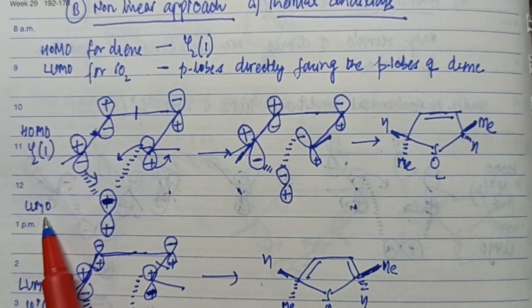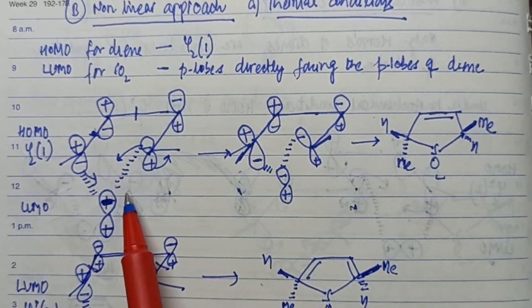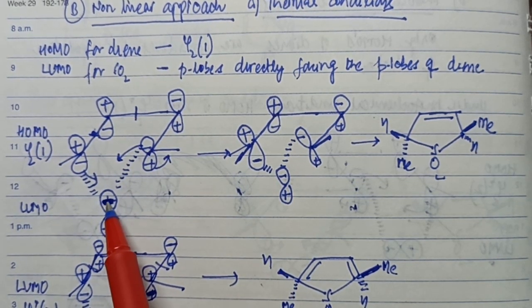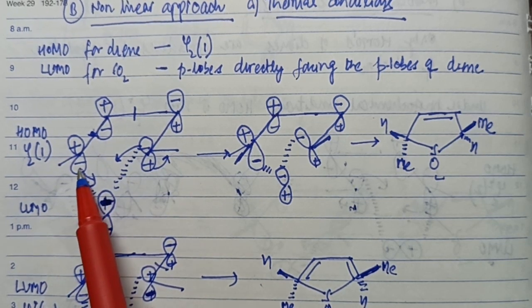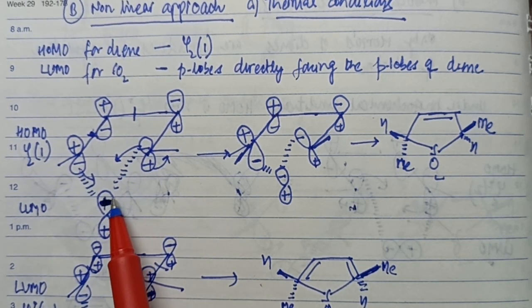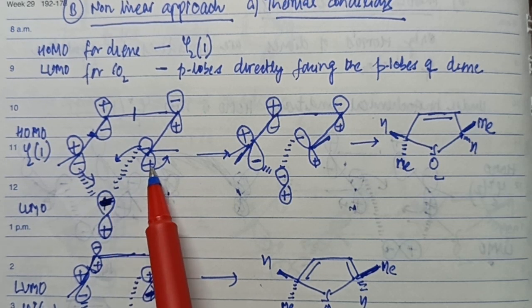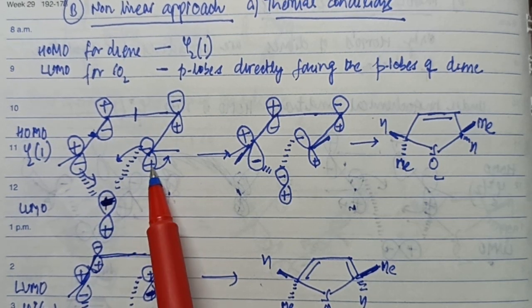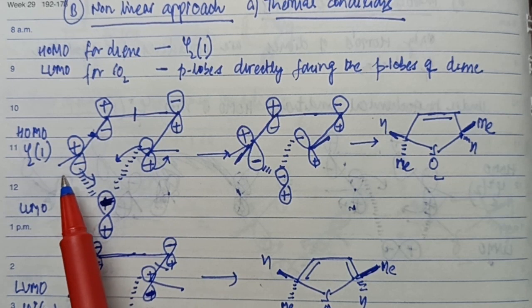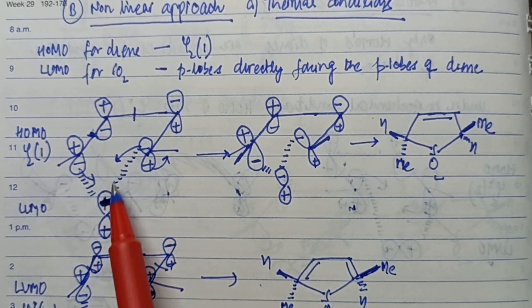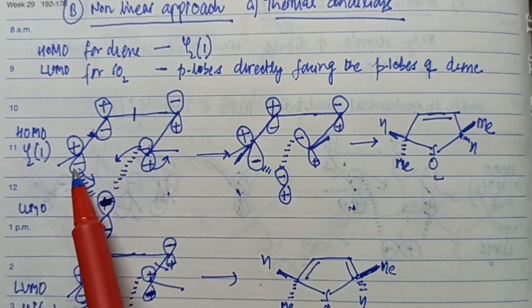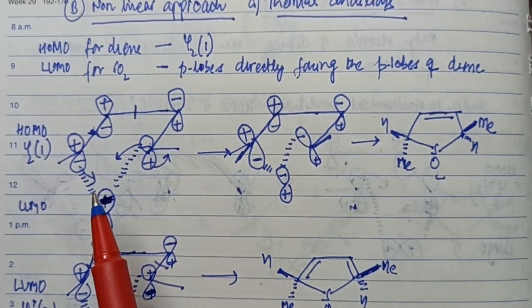If I have to draw the LUMO in the case of the non-linear approach, the LUMO is directly facing. Therefore, this has a negative sign here, let's say, in order to show bonding interaction. And as you can see, this is interacting in a bonding fashion. This cannot interact with the lower lobe in a bonding fashion because this is minus, this is plus. Therefore, the diene cannot add suprafacially. In order to achieve bonding interaction, this negative has to interact with the upper phase. Therefore, the diene has to interact in an antarafacial manner.